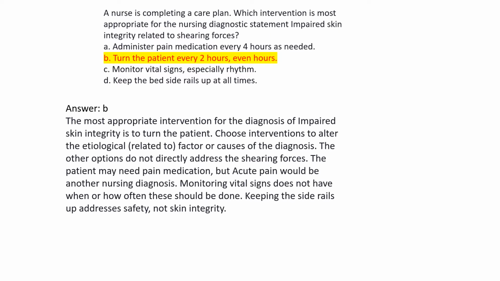The patient may need pain medication, but acute pain would be another nursing diagnosis. Monitoring vital signs does not specify when or how often these should be done. Keeping the side rails up addresses safety, not skin integrity.